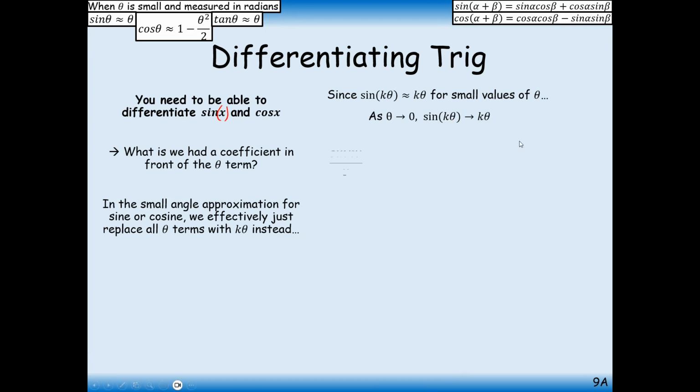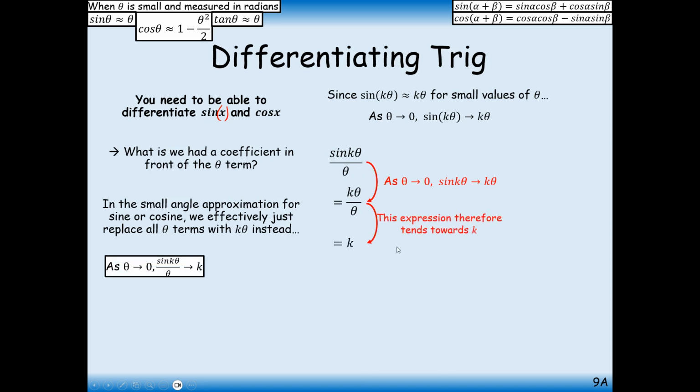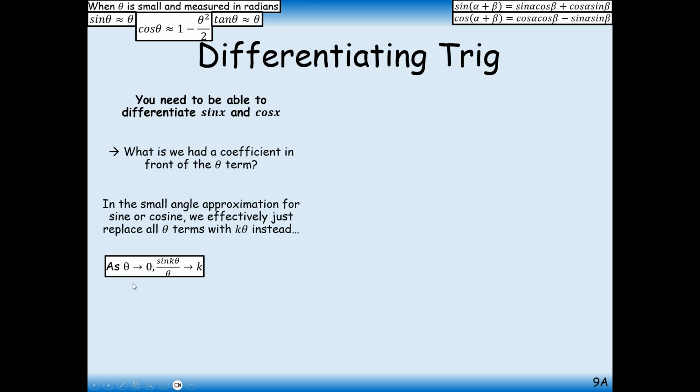So with the small angle approximations, we can say that any multiplier, or coefficient, in front of theta will give us the sine of k theta approaching k theta as theta approaches 0. So when we use this expression in our work, the thetas will cancel away for sine and the k remains, right? So just bear that in mind. We're going to use that in our proof in a minute.